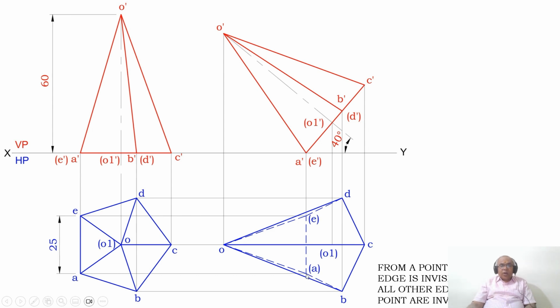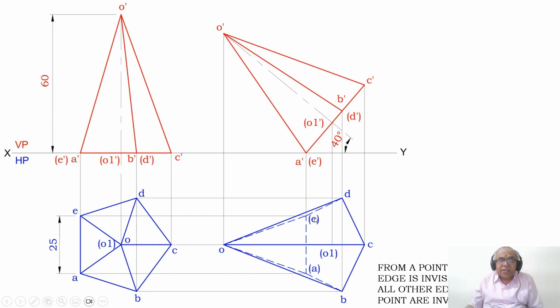So, from a point, if any one of the edges is invisible, if you consider this point, AE becomes invisible, that we know. Once this edge becomes invisible, from this point A you have two more edges: one is small a to B and O to A. Since one of the edges, that is AE, is invisible, therefore automatically AB and OA will become invisible.